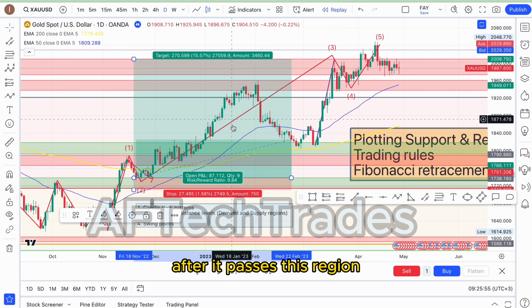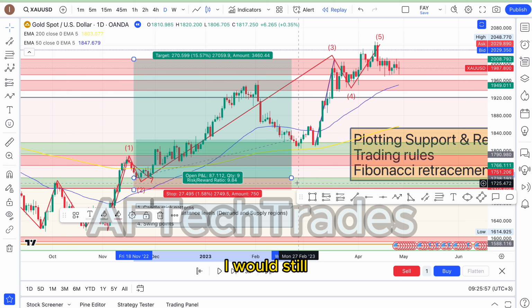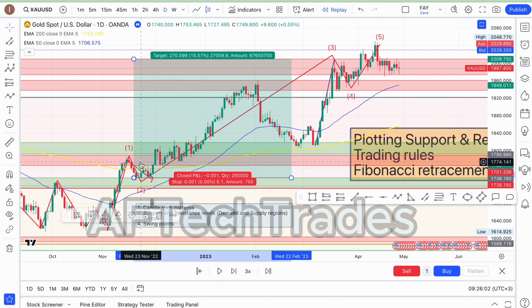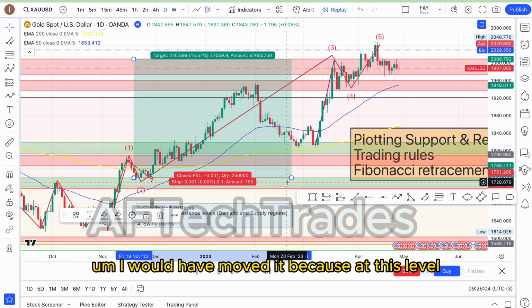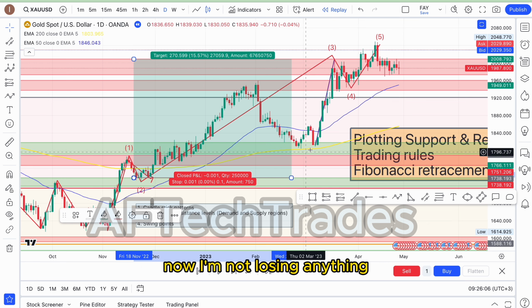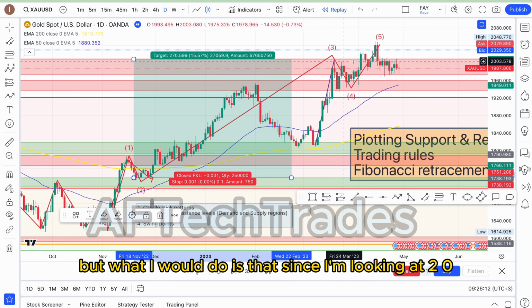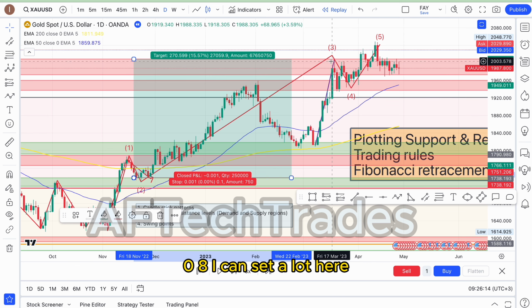After it passes this region, I would have set it to break even, where I would have moved it, because at this level now I'm not losing anything. I will have to move it to this point. Immediately it's making the 5th move. But what I would do is that since I'm looking at 2008, I can set an alert here.